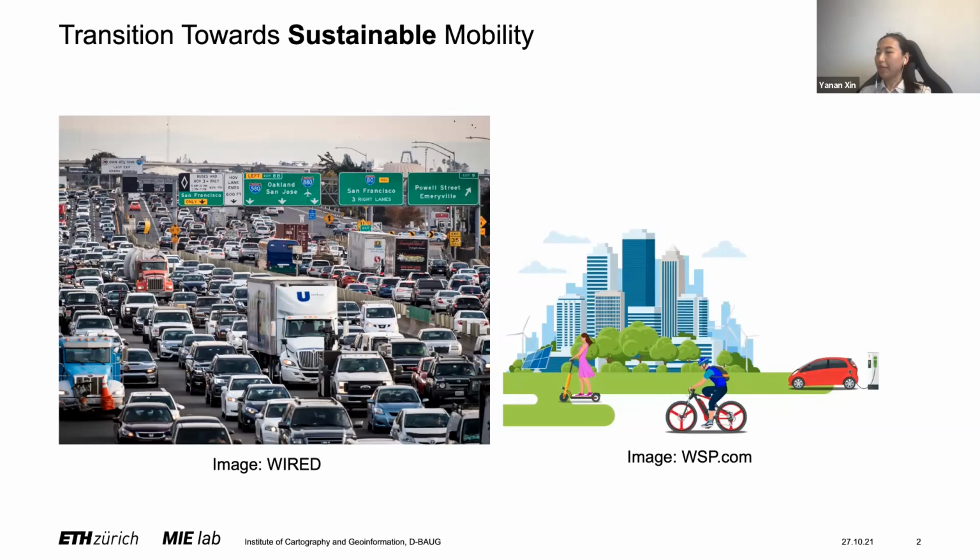Many new mobility concepts have been proposed in this direction. For example, shared mobility, mobility as a service, and adoption of electric vehicles. In our research at the Mobility Information Engineering Lab, we utilize computational movement analysis to study and promote these new sustainable mobility concepts.